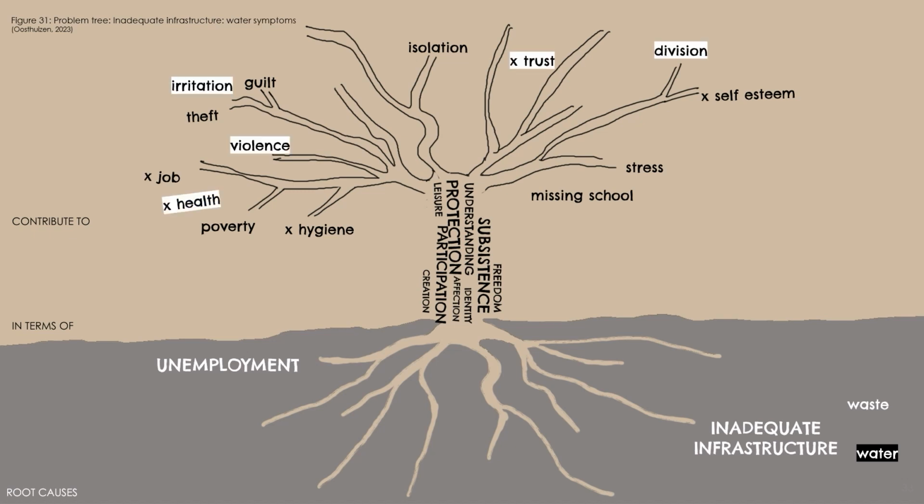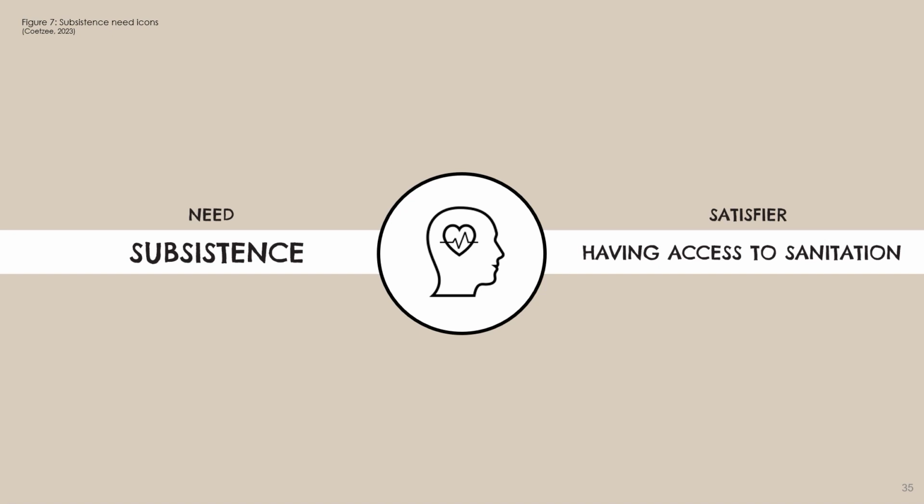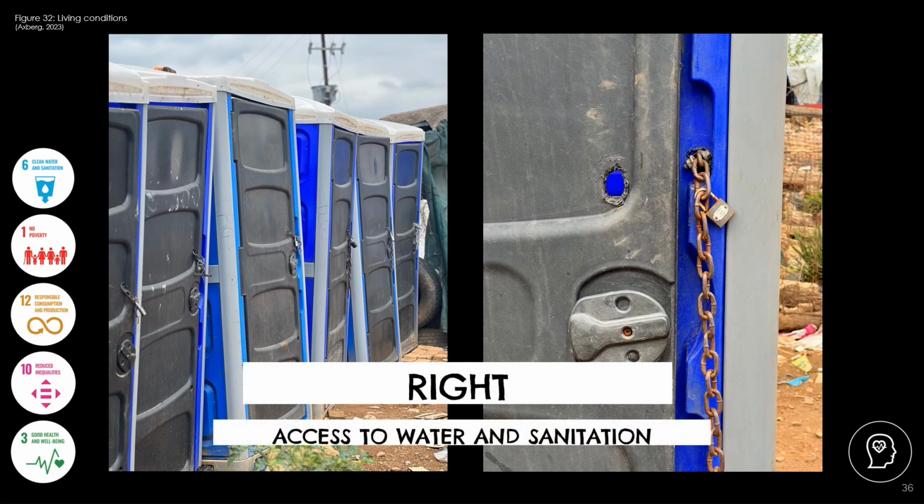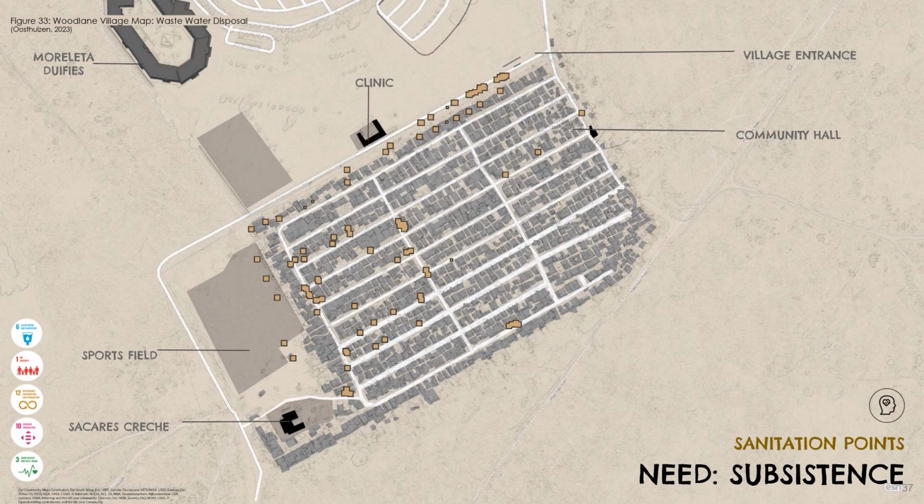By looking at the problem tree, the lack of water is connected to the lack of infrastructure. This may lead to violence, health concerns, a lack of trust, irritation, and division in the community. The need for subsistence could be satisfied in terms of having access to sanitation. Access to water and sanitation is an international human right. The map indicates sanitation points where we observed. There is an imbalance between the number of dwellings and available sanitation points. Some of these sanitation points are even locked.